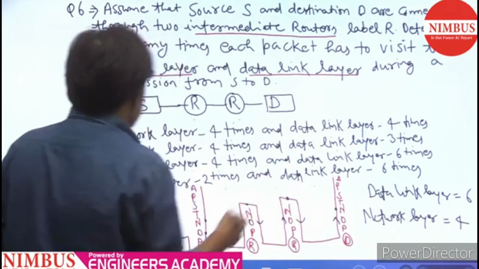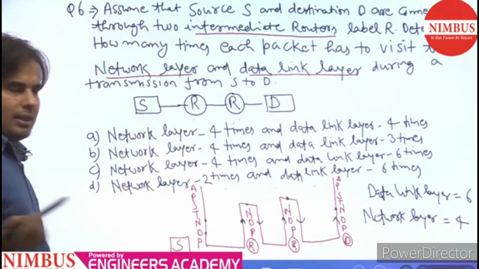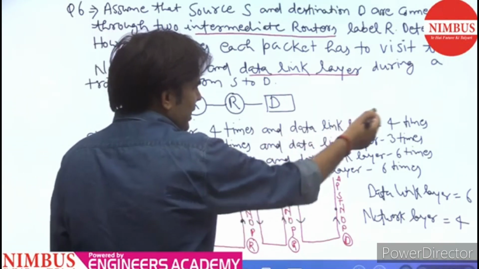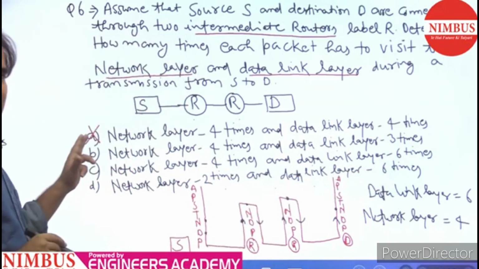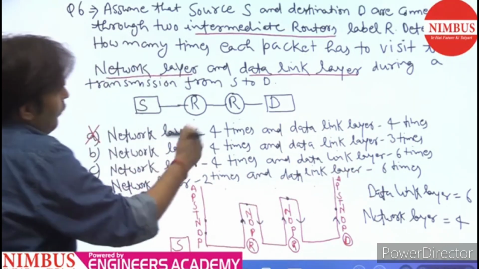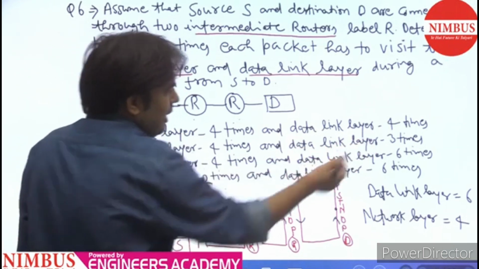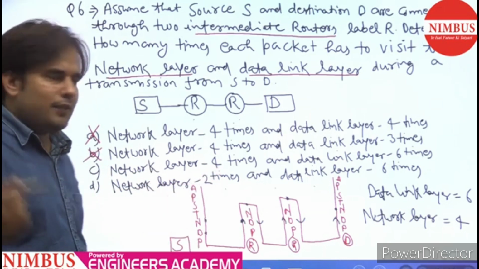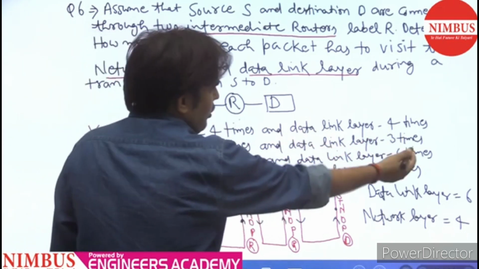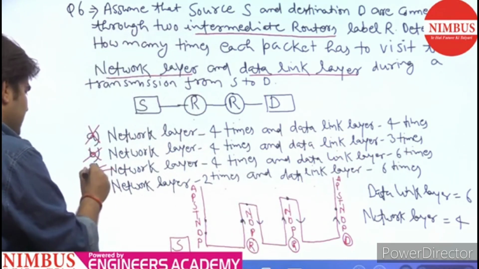Network layer 4 times, yes, and data link layer 4 times, no, the data link layer is 6 times. So this option is wrong. Network layer 4 times, yes, and data link layer 3 times, no, the data link layer is 6 times. Network layer is 4 times, yes, fine, and data link layer is 6 times, yes, this option is correct.